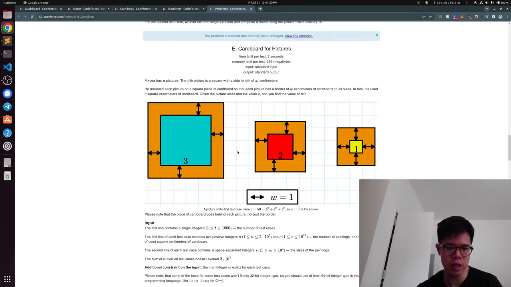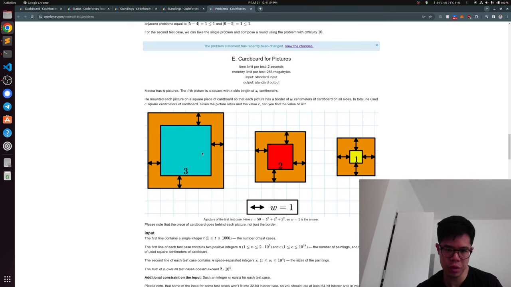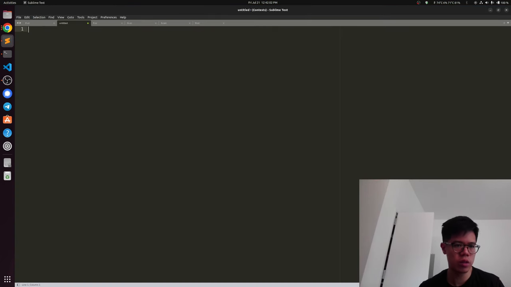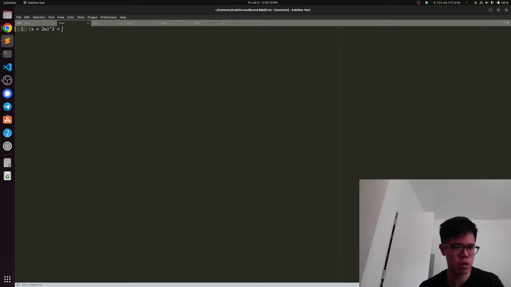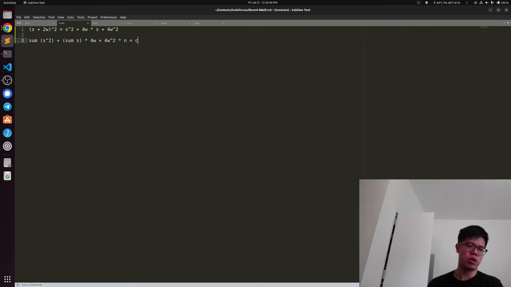All right, problem E. Here we're trying to find this border width for all these cardboard squares. And we know the total area of all the combined squares. So here we have a little bit of algebra. We basically have (S + 2W) squared, which is S squared plus 4W times S plus 4W squared. Basically, we're going to add this up across all the S. In that case, what we're looking at is the sum of S squared plus the sum of S times 4W plus 4W squared times n equals c. We're trying to solve this equation in terms of w.